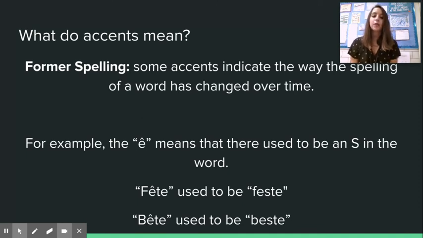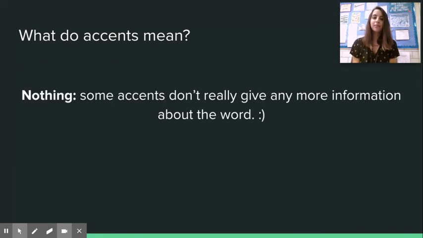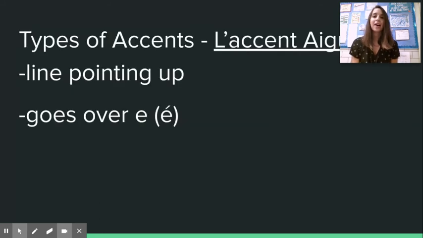Bête used to be spelled like best. And bête actually means beast, which it kind of looks like when you have the ST in there. So it can indicate how a word has changed over time. And then there are some accents that are just part of the way that a word is spelled. It doesn't really give you any more information necessarily about pronunciation or meaning of the word. It's just part of the spelling, and it's something that we do not have in English.